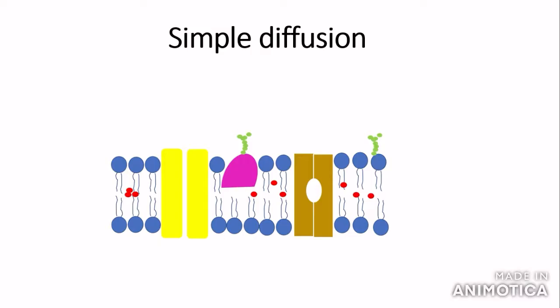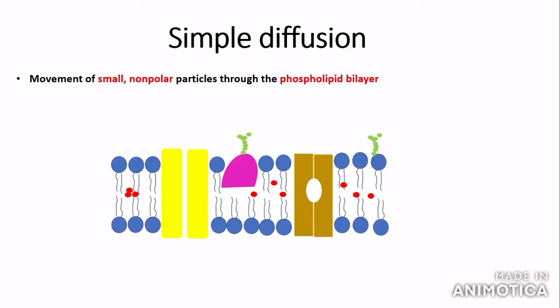So you need to know about a few different types of transport across the membrane. The first example is simple diffusion. Remember that diffusion is the net movement of particles from a high concentration to a low concentration until equilibrium is reached. So simple diffusion is the movement of small, nonpolar or lipid-soluble particles through the phospholipid bilayer. So these molecules just pass straight through the phospholipid bilayer as they are lipid-soluble or small or nonpolar.